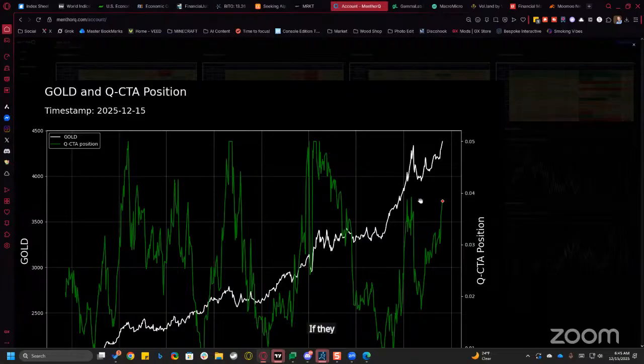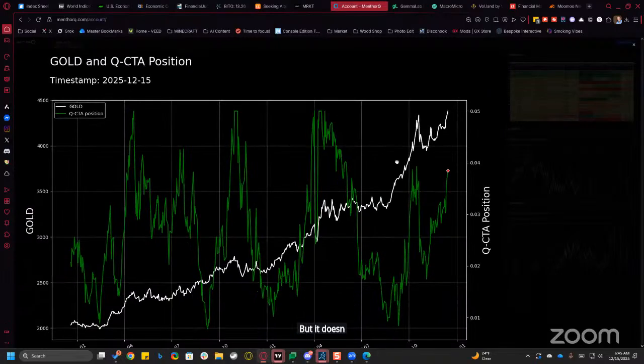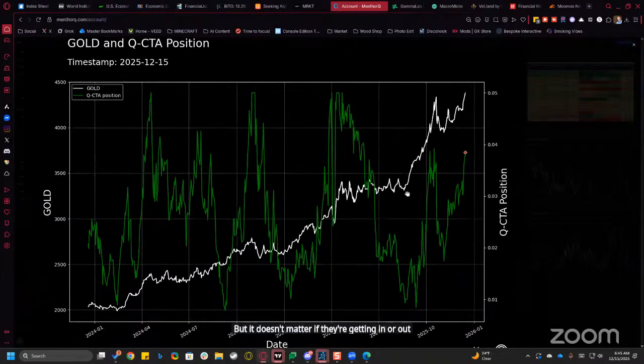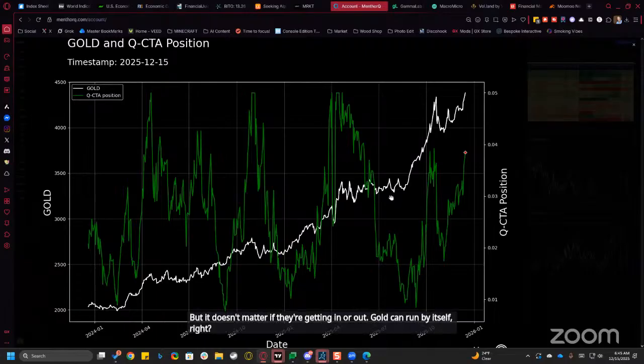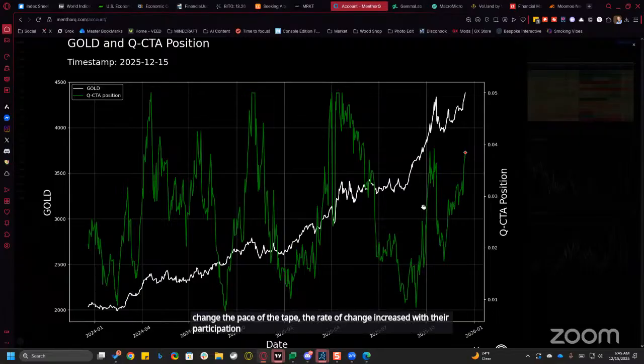If they continue to pile into it like they did last time, that's really going to help fuel this thing higher. But it doesn't matter if they're getting in or out. Gold can run by itself, right? They were getting out down here, and as they were getting out, gold was running without them. Of course, they come rushing back in later, and that changed the pace of the tape. The rate of change increased with their participation, but it's not needed.